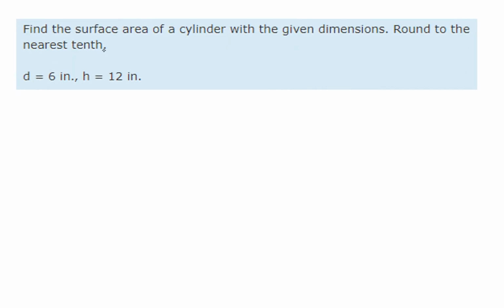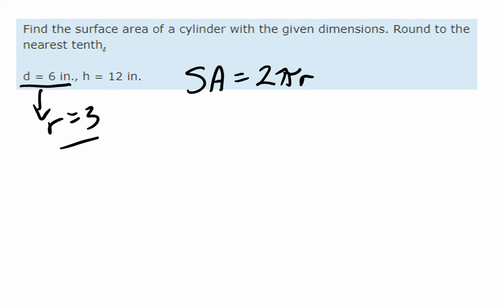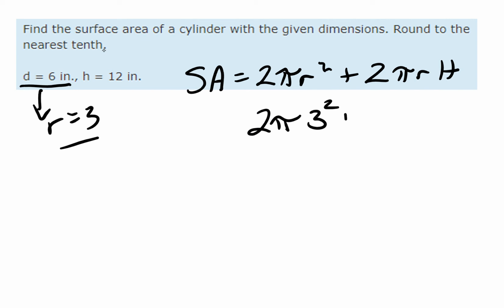Something to keep an eye on here, they're going to sneak in diameters every once in a while. If they give you a diameter, make sure you switch it to a radius. That's not a radius of 2, silly. That's a radius of 3. So from here, it's the same situation. Surface area is 2 pi r squared plus 2 pi r times the height. Radius is 3 squared. 2 pi times 3 times the height, which is 12.